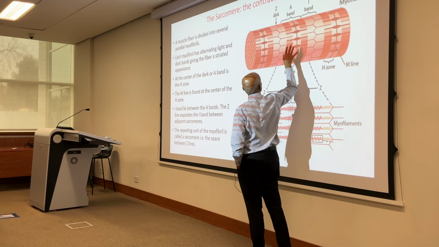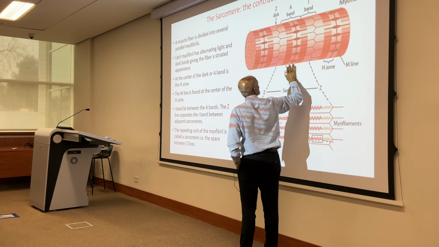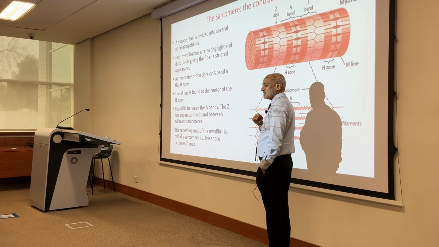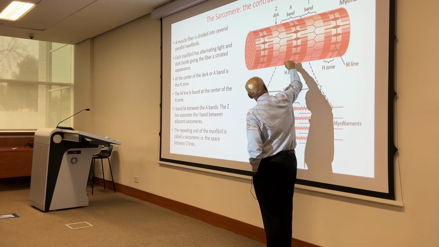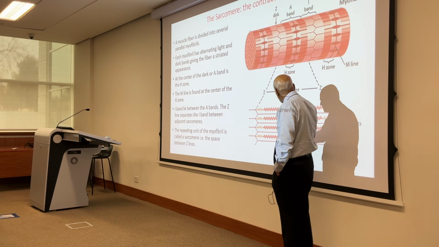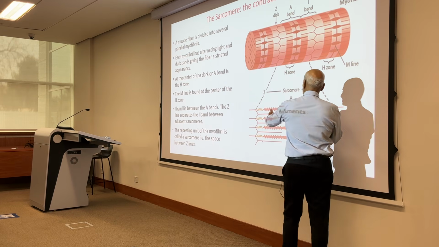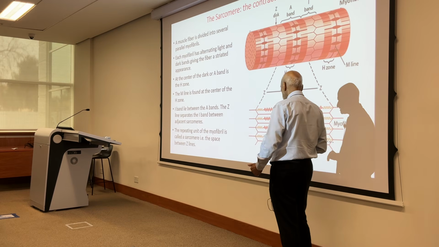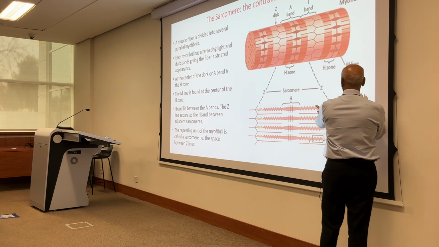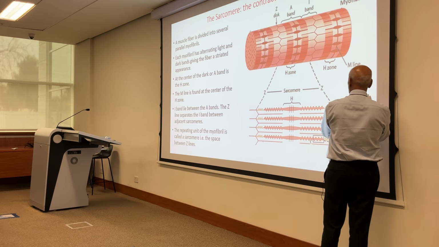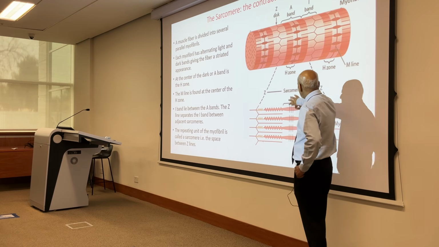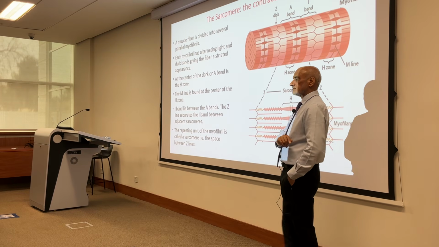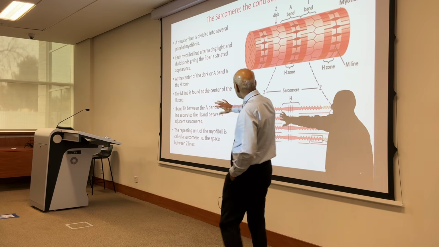In the middle of the A, you have the H region, where you do not have any overlap between actin and myosin. And then in the middle of the H, you have the M line. So there's your myosin, the dark band. There's your light band or I band, I here and I here. This would be your H zone, your M line, and that's your Z band. That's how that arrangement works.